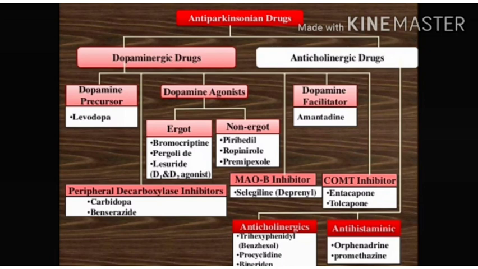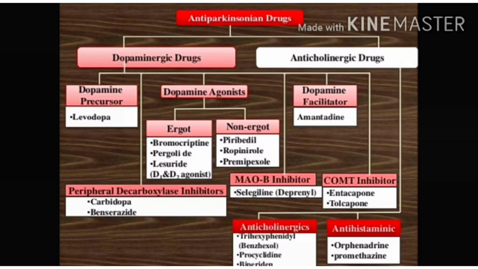Majorly, anti-Parkinson drugs are classified into two types. The first is dopaminergic drugs and the second is anticholinergic drugs. Dopaminergic drugs are further classified into 6 types. First is the dopamine precursor, example levodopa. Next is the dopamine agonist, further classified into 2 types, ergot and non-ergot, examples bromocriptine and ropinirole. Next is the peripheral decarboxylase inhibitor, examples carbidopa and benserazide.